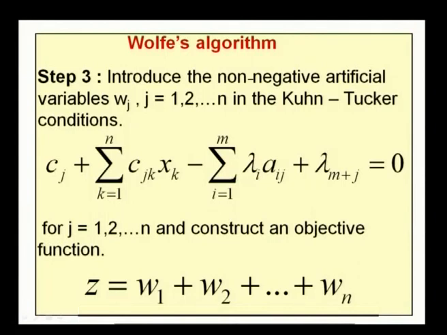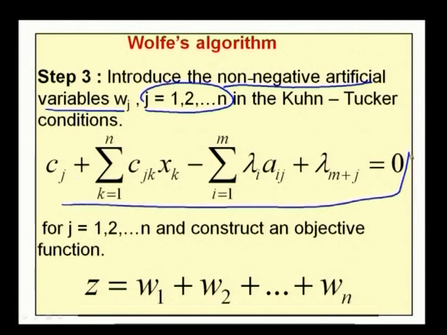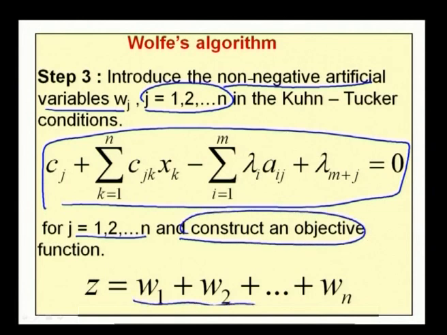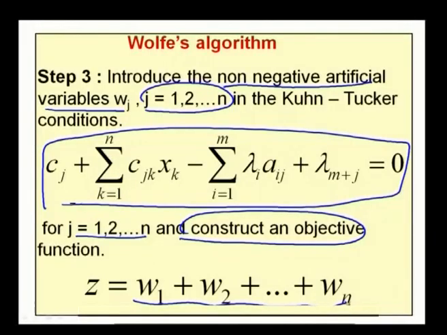The third step of Wolfe's algorithm is to introduce a non-negative artificial variable w_j, j varies from 1 to n, in the Kuhn-Tucker conditions, which we write as c_j plus summation c_jk x_k minus summation lambda_i a_ij plus lambda_{m+j} plus w_j equal to 0 for j equal to 1 to n, and construct an objective function z equal to w_1 plus w_2 etcetera up to w_n.